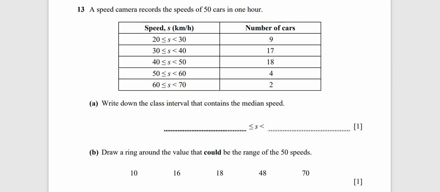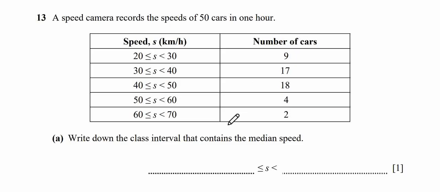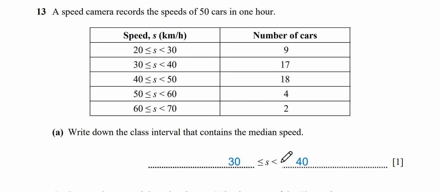Alright, let's open up the answer. So I've got your answer for question 13a. Let's reveal the answer now. If you have not finished, you may pause this video. So the answer is 30 to 40. That is the class interval that contains the median speed. So how does it work?